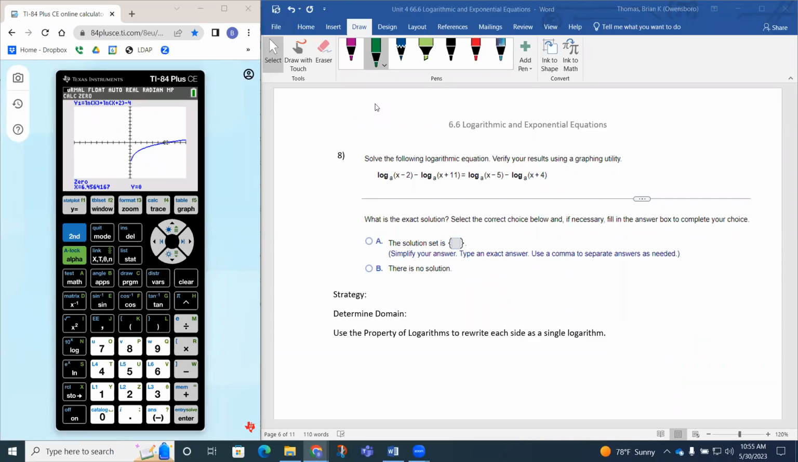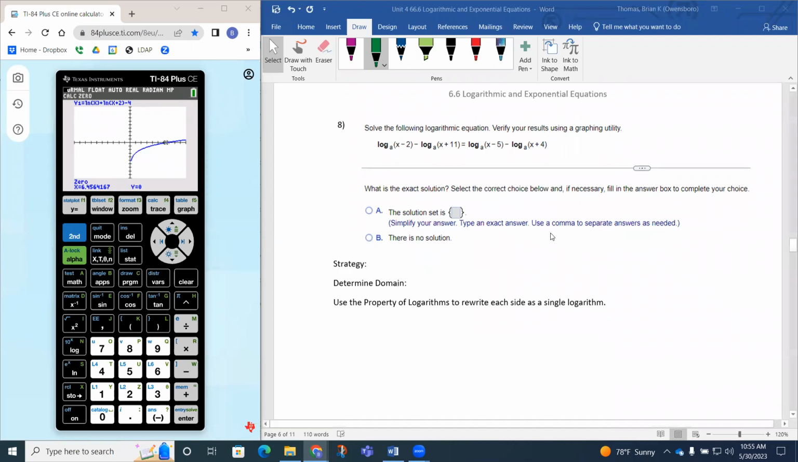So question 8 says, solve the following logarithmic equation, verify your results using a graphing utility. So again, they ask us, what is the exact solution? Select the correct choice below. So again, they want us to find the exact answer. So we really need to do this by hand.